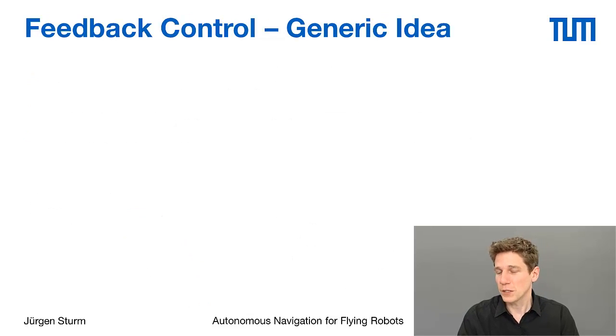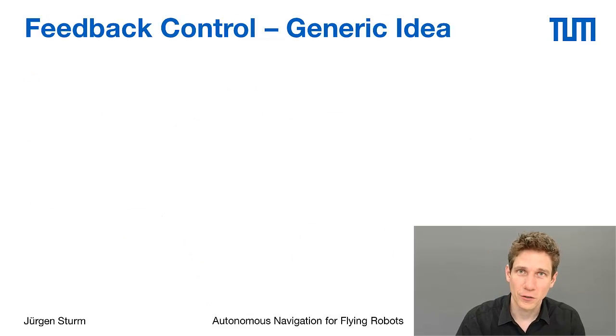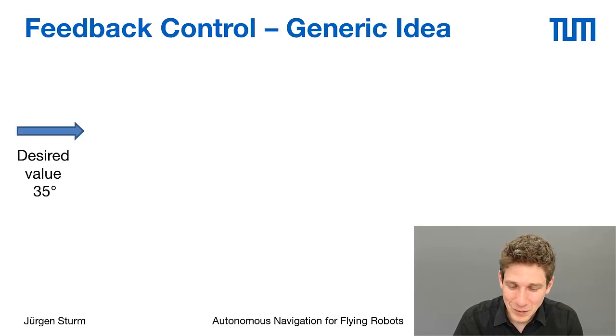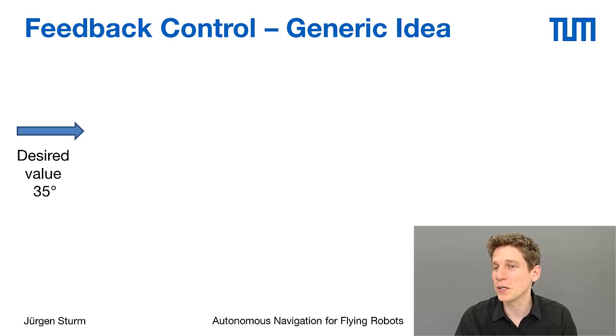So before we go into more technical details, I just want to give you a very intuitive example first on what this means and what the generic idea behind feedback control actually is. So imagine, for example, that you get a morning shower and you get out of the bed and jump into the shower, and then you want to switch it on and you want your water to have a comfortable temperature, say of 35 degrees.